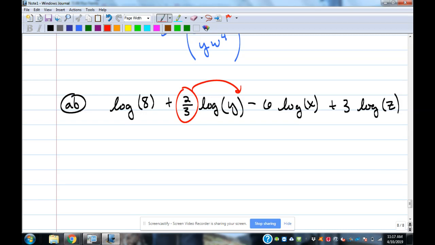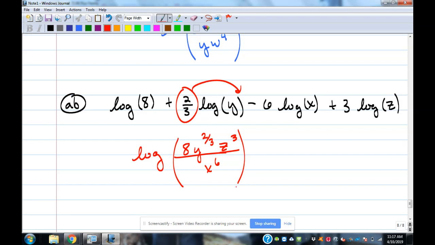So what all is going to be multiplied together? And I see a minus sign, so that makes me think I've got to have a division in there somehow, right? So log, what goes on the top? 8, y to the 2/3, and z to the 3rd. And then what goes on the bottom? X to the 6th. Okay, so there's one way to write a solution there using exponents.